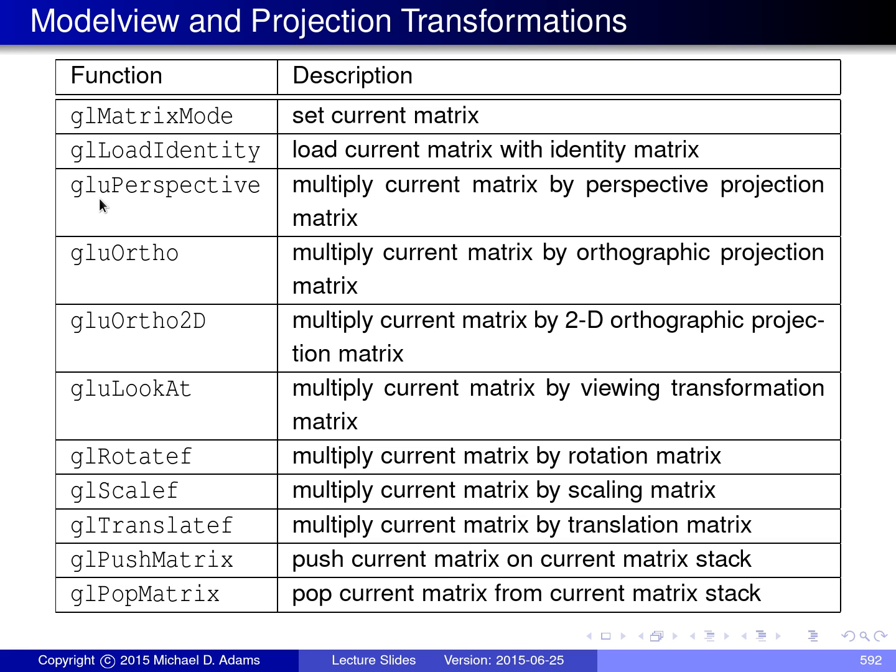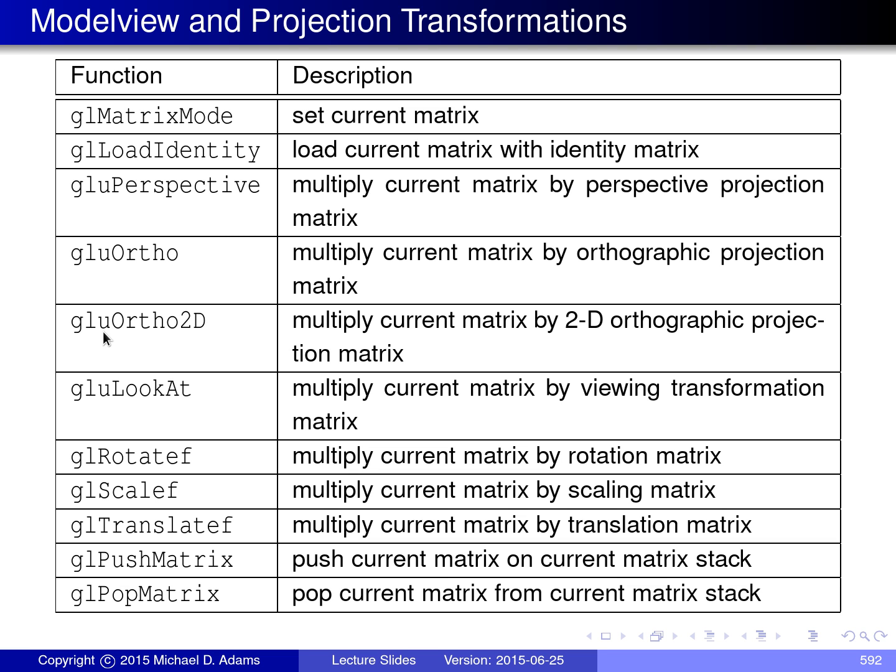The next function that's listed here, gluPerspective, multiplies the current matrix by a perspective projection matrix. This function takes a number of parameters which specify the parameters of the perspective projection. gluOrtho multiplies the current matrix by an orthographic projection matrix. gluOrtho2D multiplies the current matrix by a 2D orthographic projection matrix.